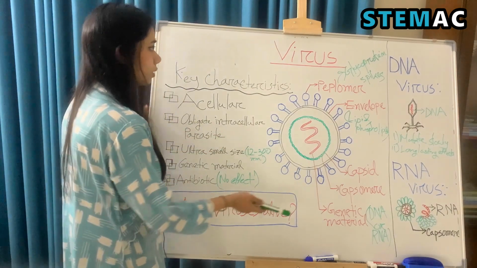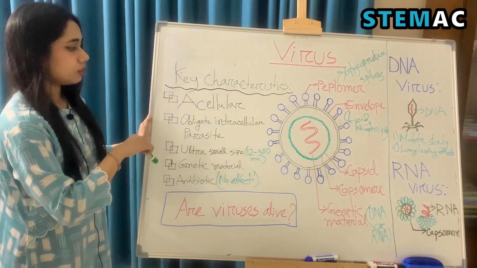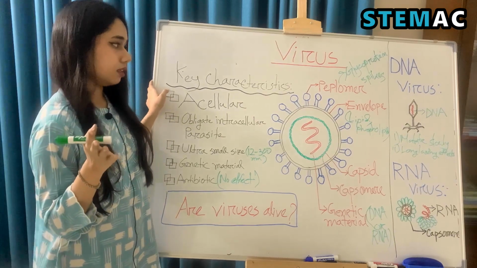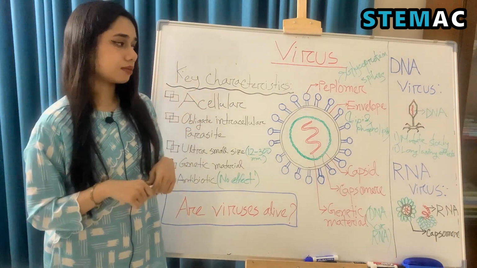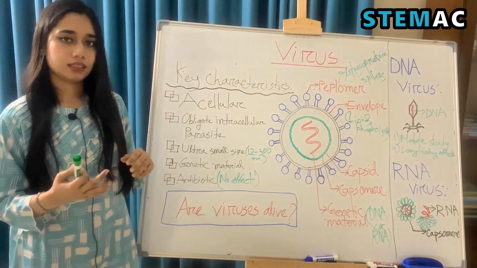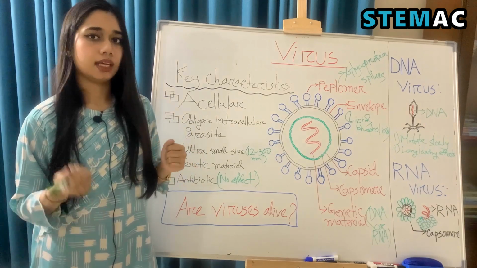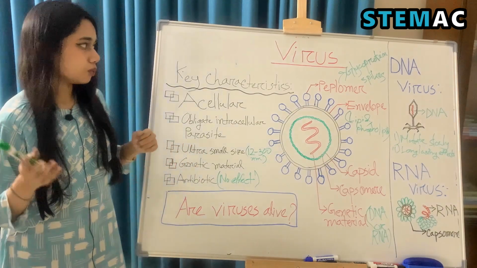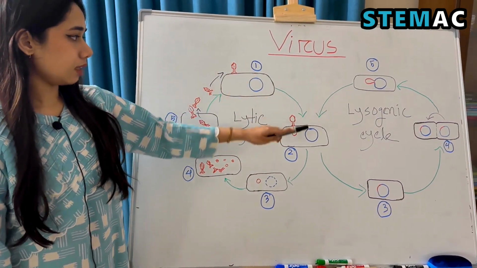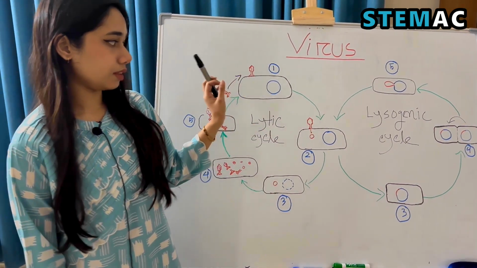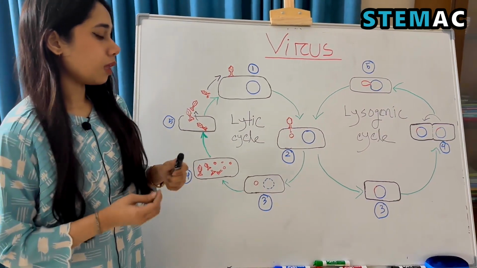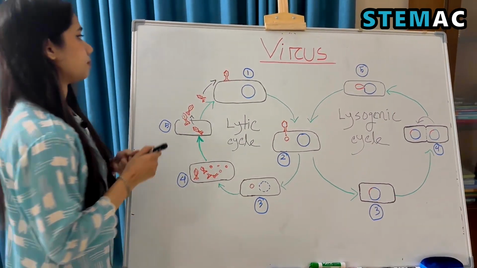So up to this point we saw the characteristics of a virus, how they look, and their classification based on the genetic material they have. Now we have to know about how they replicate inside a host cell, and they do it in two cycles. So we're going to go to that. Here are the two cycles that a virus uses to replicate itself inside a host cell. But before that, we have to know what a bacteriophage is.